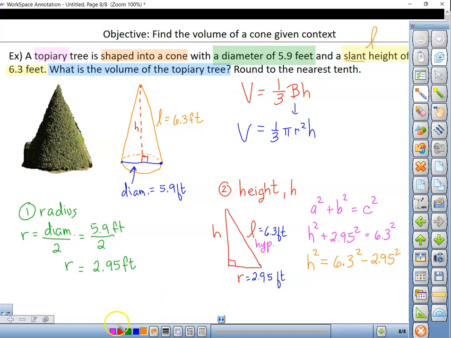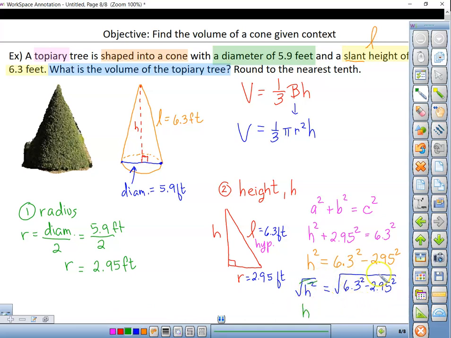And then I'm going to undo my exponent of 2 using my square root property. So take the square root of h squared. And here, remember, we'd only need the principal square root, because that's the positive square root, because h is a measurement and needs to be positive. So that's the square root of 6.3 squared minus 2.95 squared. So our square and square root will cancel each other out over here, and that gives us h.